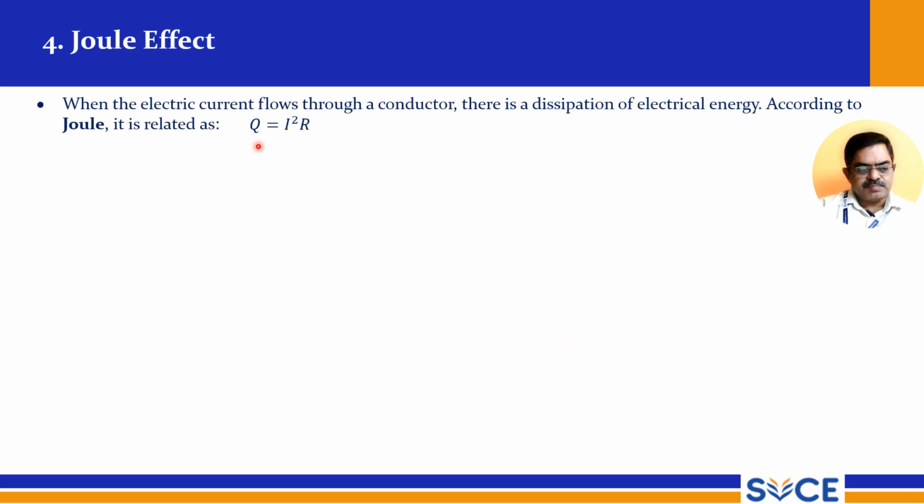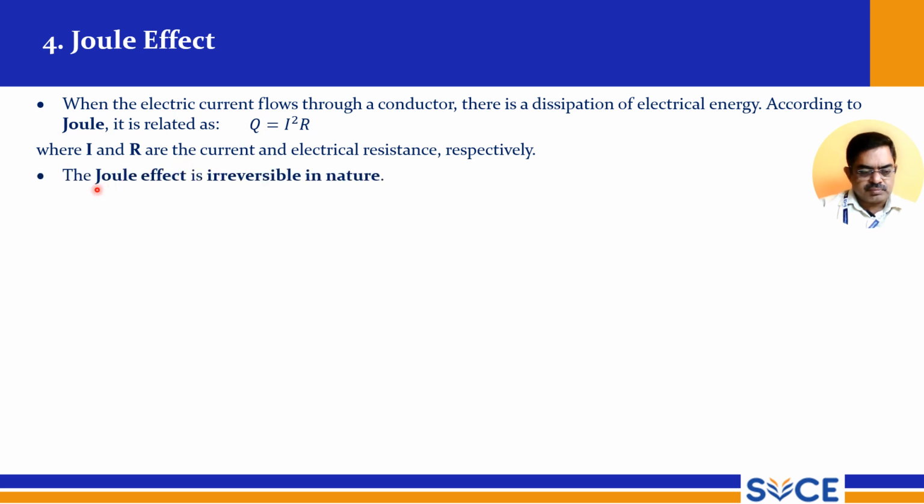Joule effect: when electric current flows through a conductor, there is a dissipation of electrical energy. According to Joule, it is given by Q equal to I squared R, where I and R are the current and electrical resistance respectively. The Joule effect is irreversible in nature.